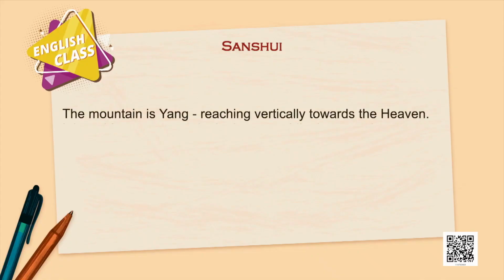However, more than being two elements of an image, the mountain and water represent two complementary poles. Now, poles here means opposites, but they complement each other. Now, complementary poles reflecting the Taoist view of the universe. The mountain is yang, reaching vertically towards the heaven.